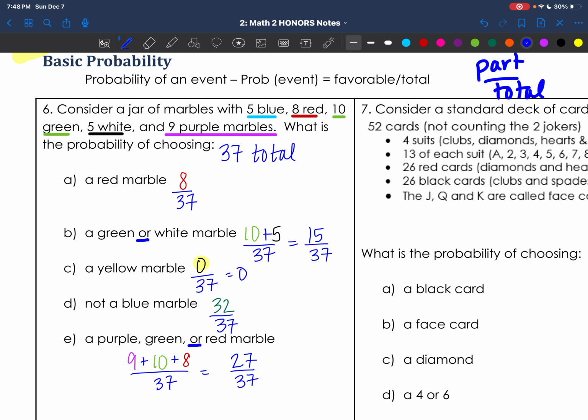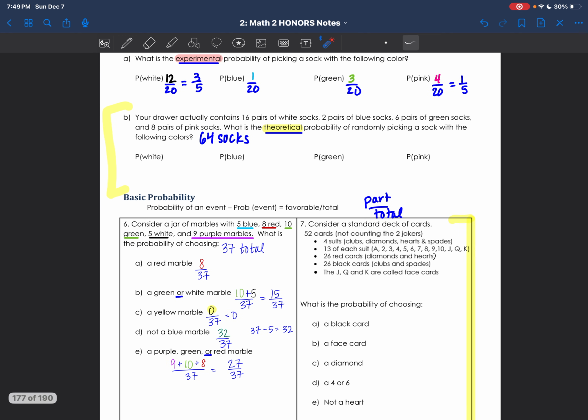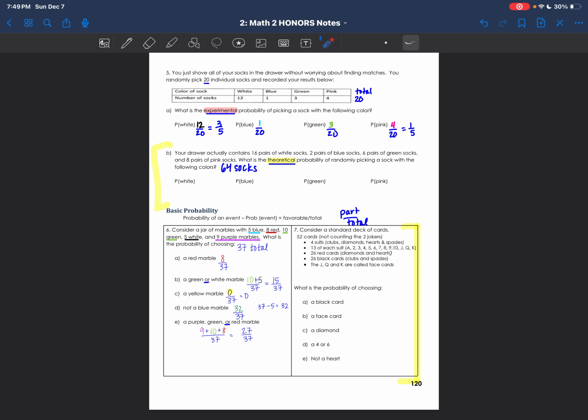All right. And then it says not a blue marble. So you're going to add up all the ones except for the blue. So you're going to add up these together, or you can take your total, 37, and go 37 minus 5, and that gets you 32. So either way works. I prefer just the subtracting from the total. All right, and then E is a purple, green, or red marble. So we got purple, green, or red. And since you're going to add those together, since it says or, and then your total is 37. So you're going to get 27 out of 37. All right, I want you to try this one. And then again, you can use your card chart. It tells you here, you can use a card chart of the other one.